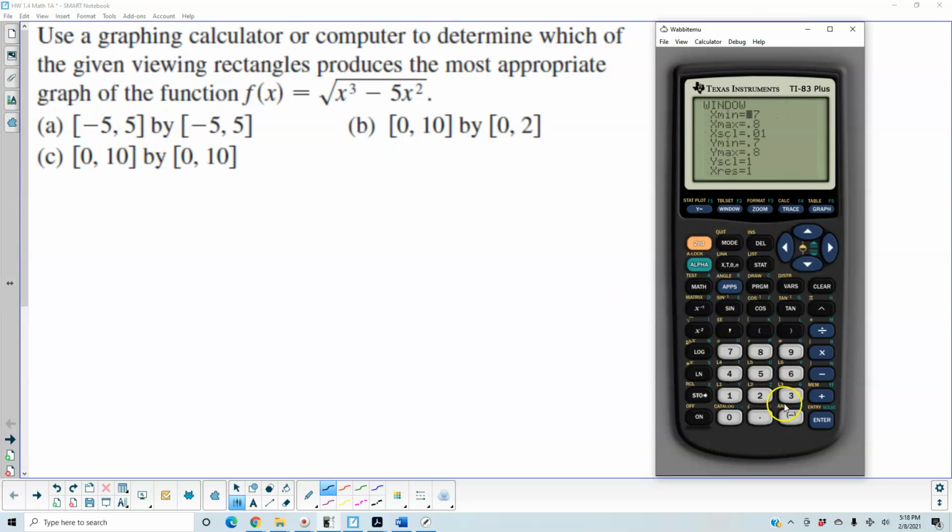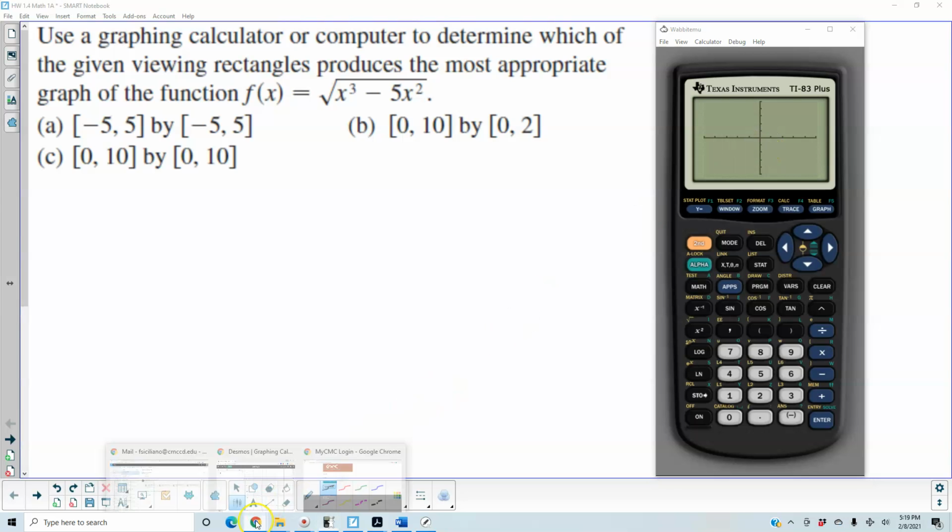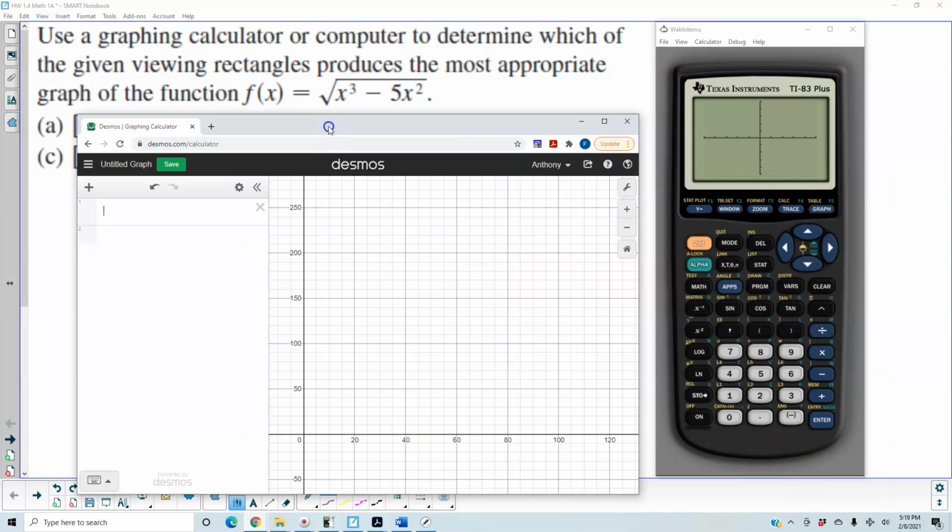If we put in -5 for the x minimum and +5 for the x max, we'll leave the scale at 1. Then the y minimum is going to be -5 and the y max is going to be 5. We'll leave the scale and the resolution. So let's graph that. The lines over here tell us whether it's graphable. Nothing is in here.